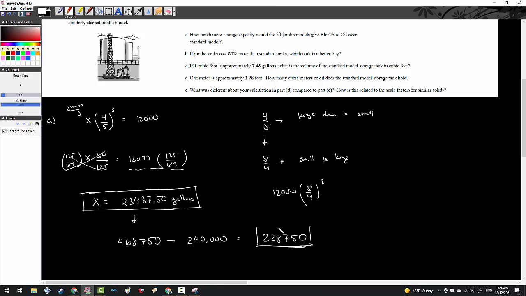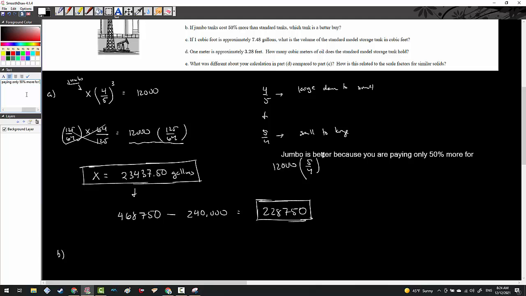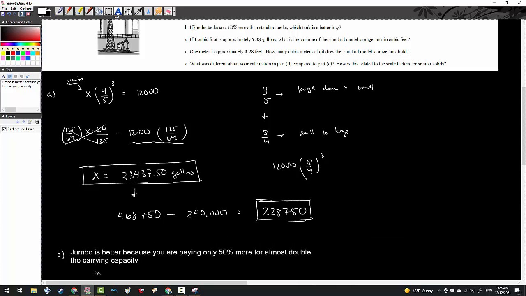So almost double the amount, right? 20 of those jumbo models will hold almost double what the standards will hold, and that delves right into part B here, and I didn't realize that until part B. I apologize for that. If the jumbo tanks cost 50% more than the standard tanks, which tank is a better buy? So actually, it's the jumbo model. The jumbo is better because you are paying only 50% more for almost double the carrying capacity. That's parts A and B.